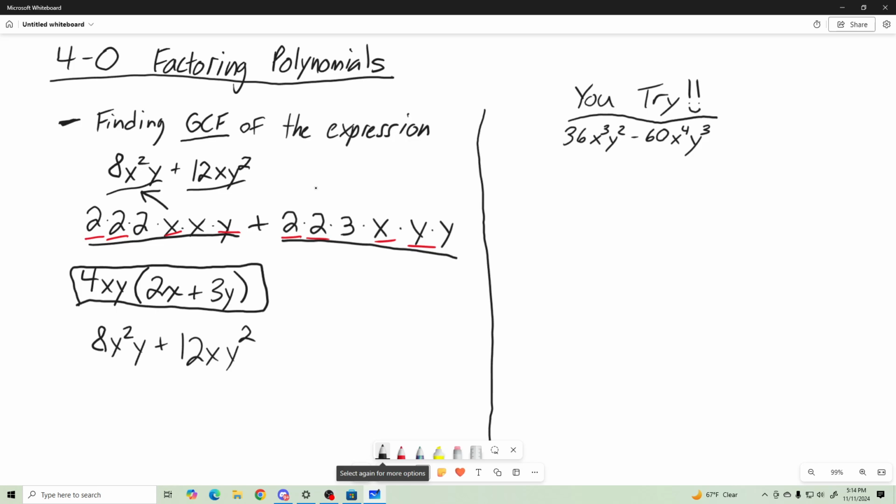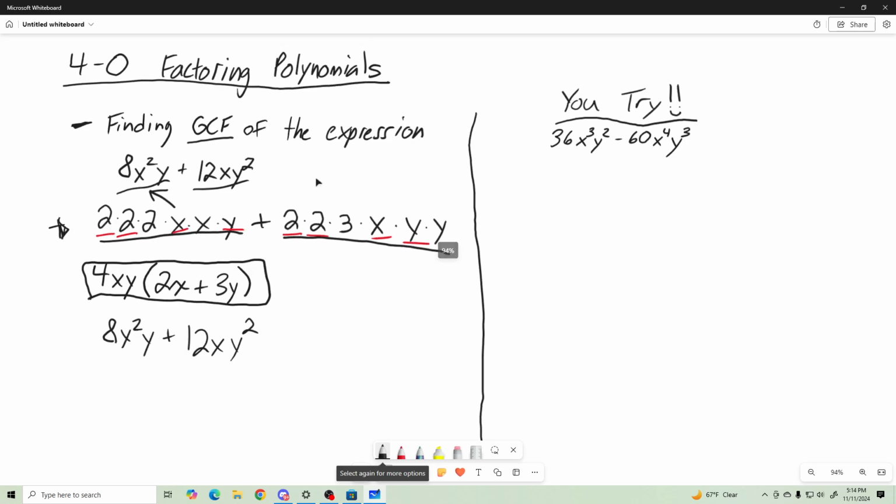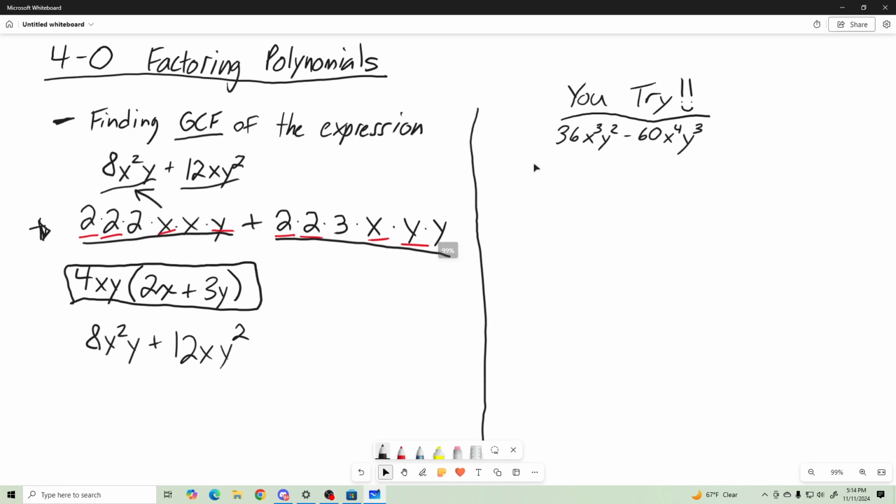Now, you don't have to do this every single time, right? You don't have to sit here and break it down. But the more that you understand exactly where these pieces are coming from, the more it'll help you go from there. All right, so that's finding the GCF. Now we're going to move on to the next stage here.